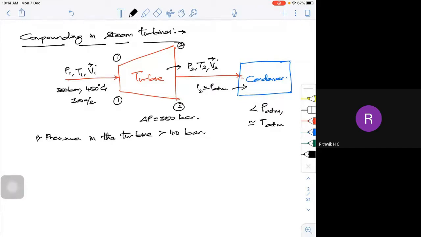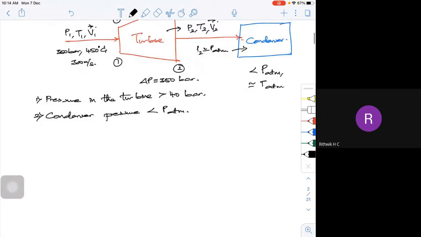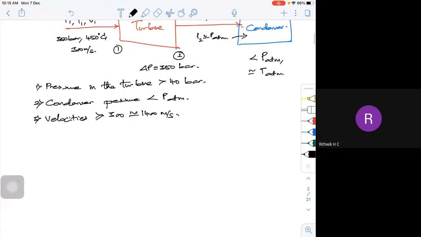And the second thing, as I told, is your condenser pressure is less than atmospheric pressure. And the third one, the velocities are very high, greater than around 300, it can go up to 1400 meters per second. So very high velocities. Now without compounding, what will happen? As I told, without compounding, what's going to happen?